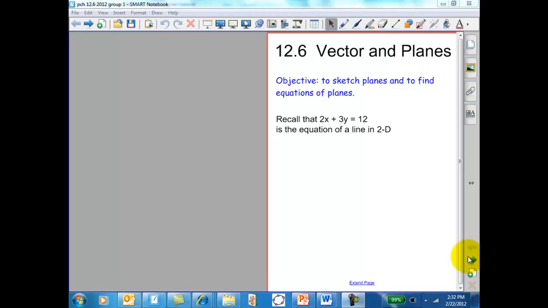12.6. To sketch planes and to find equations of planes. These are actually a lot easier than doing a line in 3 space. Remember, a line in 2 space is pretty easy because there are 2 easy points to plot all the time.